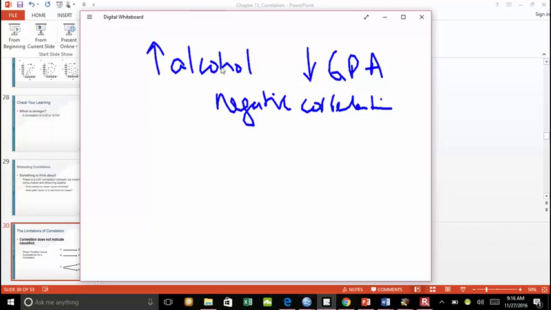One is that it is possible that drinking alcohol causes GPA to go down, right? That's probably why I did this study. Maybe I'm thinking drinking alcohol is a problem for students and their grades, and so I find this relationship. And so that is one possibility, that drinking alcohol causes people's GPA to go down.